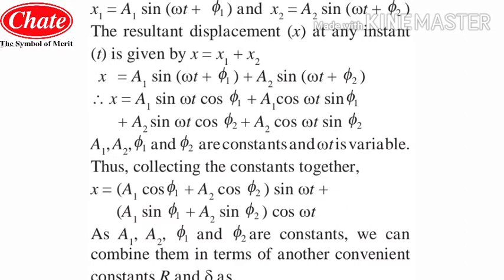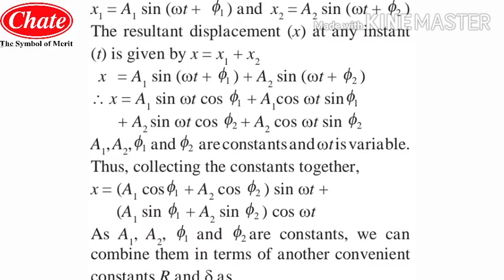Now we will just add them up. x will be x1 plus x2. So the value of x1 we put as a1 sine of omega t plus phi 1, plus a2 sine of omega t plus phi 2. This is the displacement of the first particle and the displacement of the second particle that we have given here.